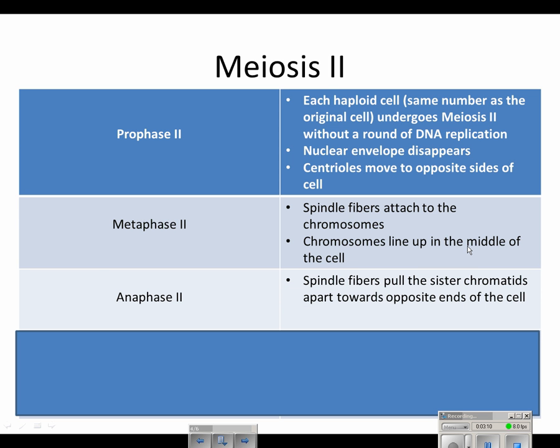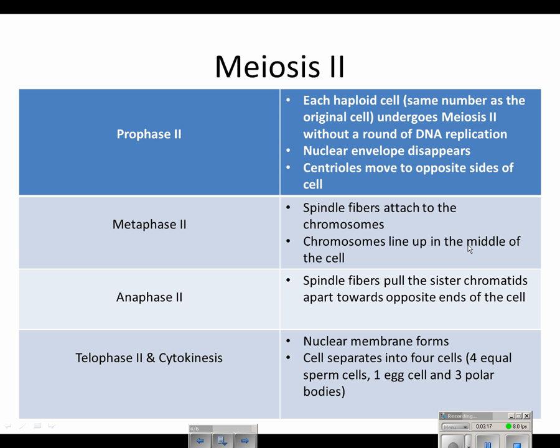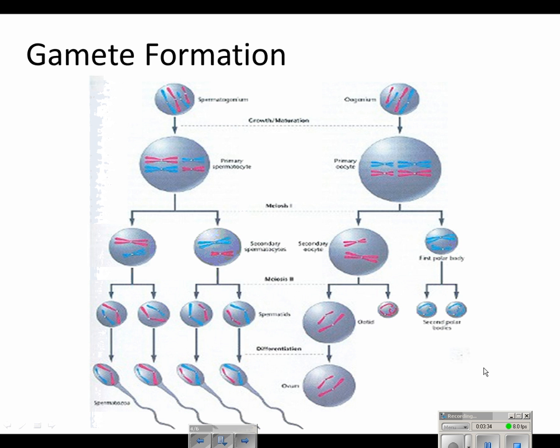In anaphase 2, the spindle fibers then pull the sister chromatids apart towards opposite ends of the cell. And in telophase 2 and cytokinesis, the nuclear membrane forms again, and the cell separates into four cells. Now, we're going to get four equal sperm cells, or one egg cell and three polar bodies. But each one is going to have half, a true haploid, little n, number of chromosomes.